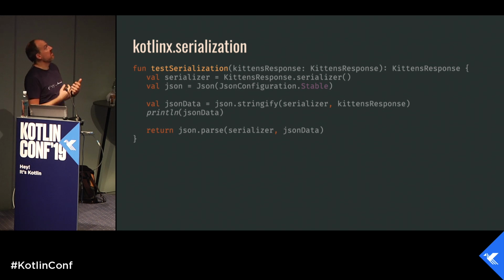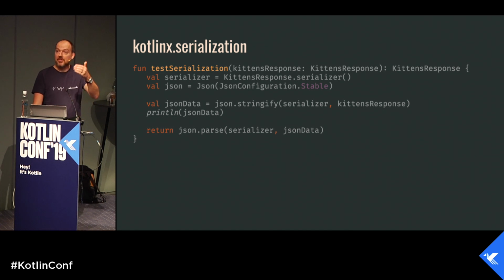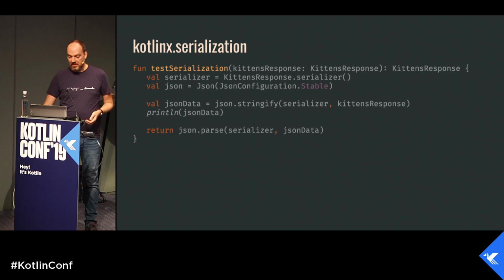So if you want to test this, basically you get an object in, you call the serializer on the class, a static function there, and then you create a JSON object, and then you can do JSON stringify, and you can take the data and call JSON parse to get back the object. So, a typical serializer library, and you get this nice type-safe integration with your backend API.